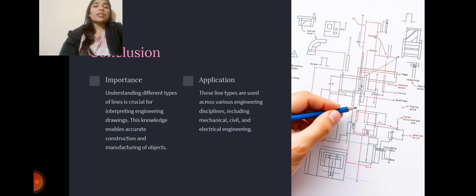Okay, conclusion: importance. Understanding different types of lines is crucial for interpreting engineering drawings. This knowledge enables accurate construction and manufacturing of objects. Now applications. These line types are used across various engineering disciplines, including mechanical, civil, and electrical engineering.